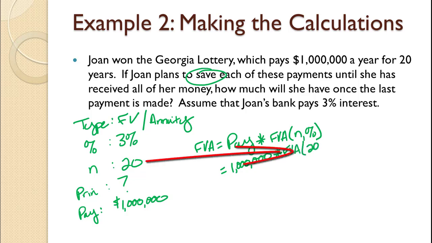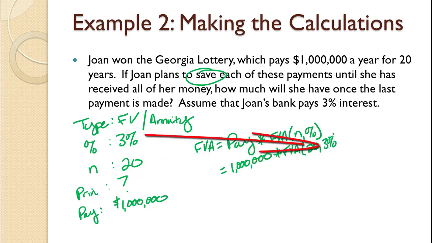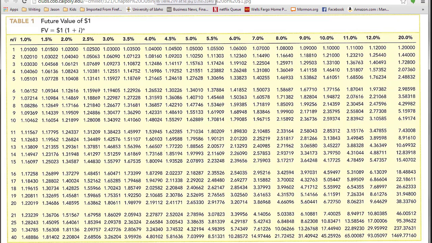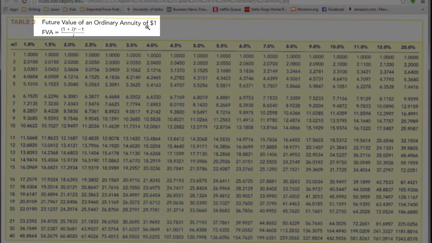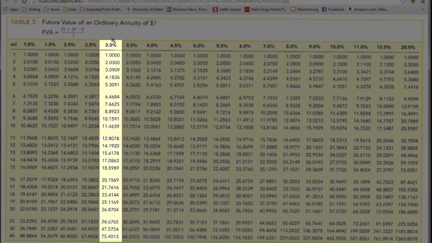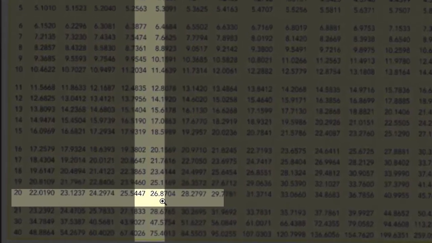N is 20.3%. Let's go find our factor. To do that, again, we're going to switch to our browser and find the future value of an ordinary annuity. That's what we're looking for, not an annuity due, but an ordinary annuity. Remember, that means payments are made at the end instead of at the beginning. So we're going to find 3%. We're going to go down to 20.